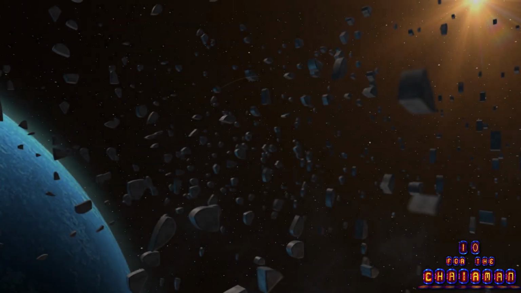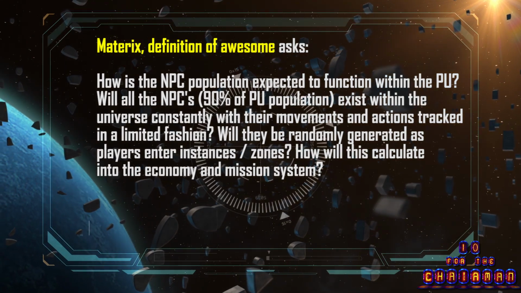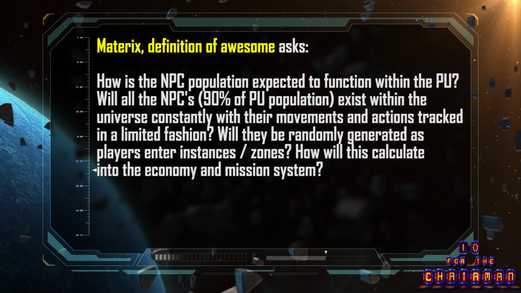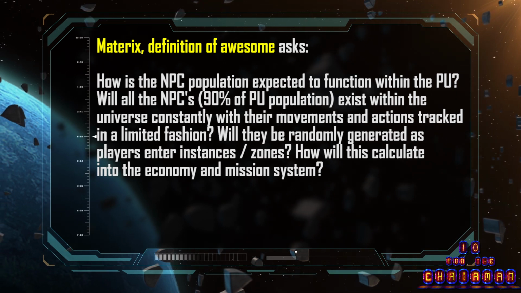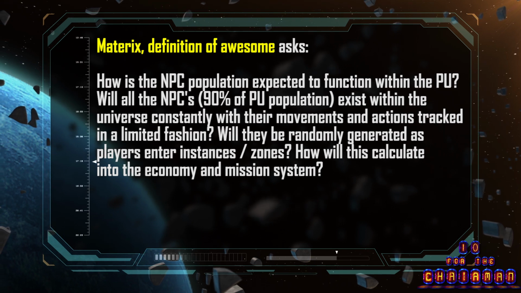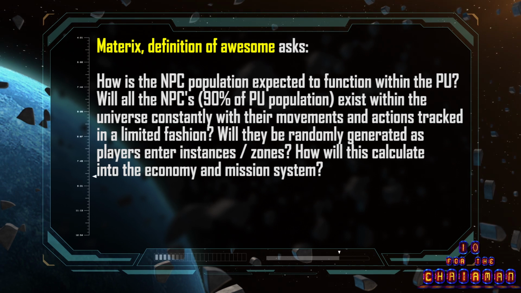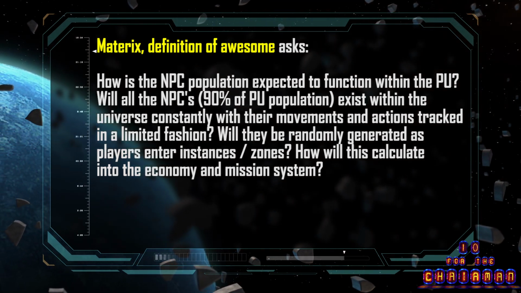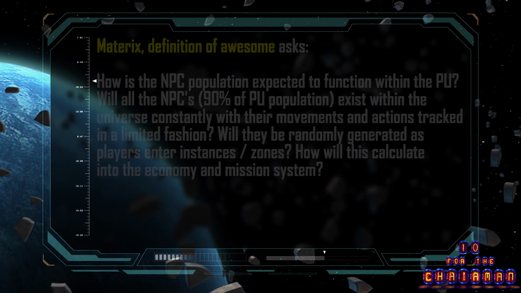Next question comes from Matrix, which has comma definition of awesome. I don't know if that's all one word, but there you go. Who asks, how is the NPC population expected to function within the PU? Will all the NPCs, 90% of the PU population, which I think is referring to the fact that I commonly say that of the overall population of the persistent universe, it will be about 10% players and about 90% NPCs, exist within the universe constantly with their movements and actions tracked in a limited fashion? Will they be randomly generated as players enter instances, zones? How will this calculate into the economy and mission system?